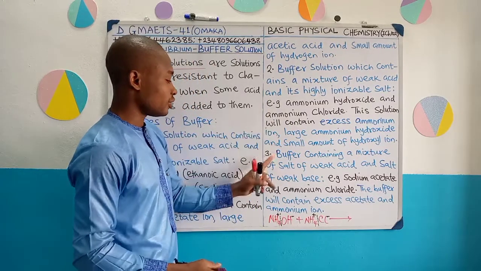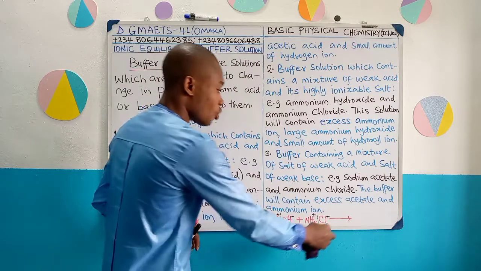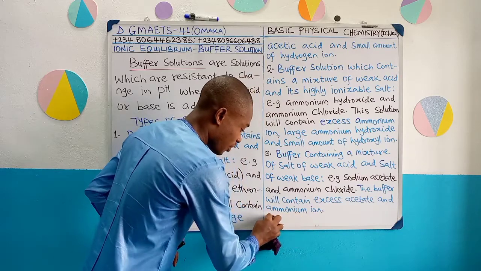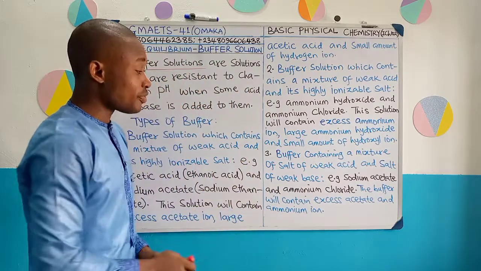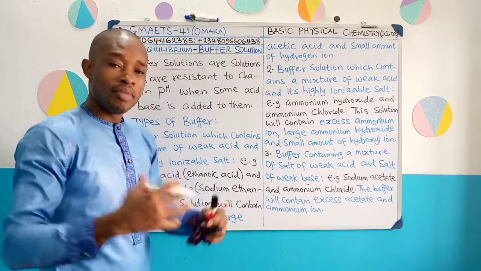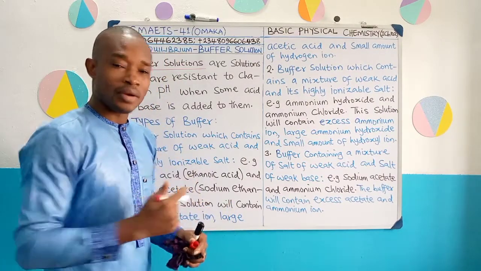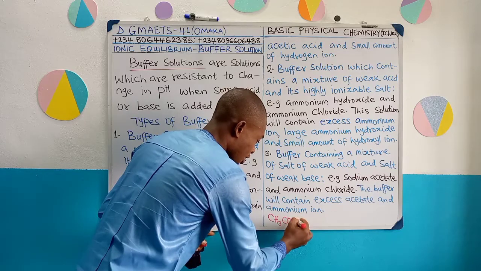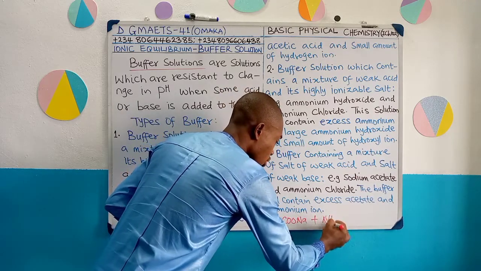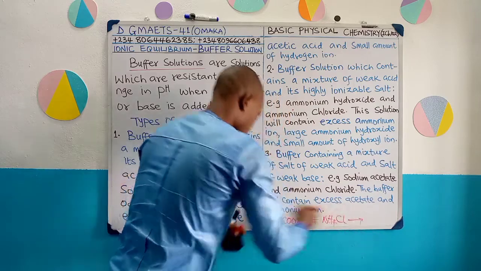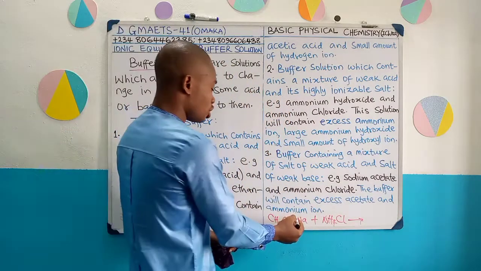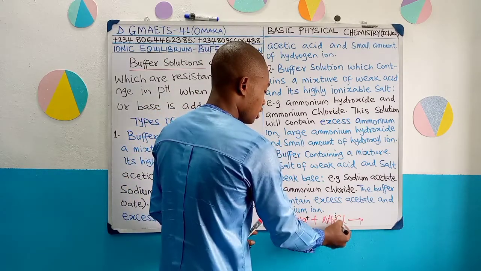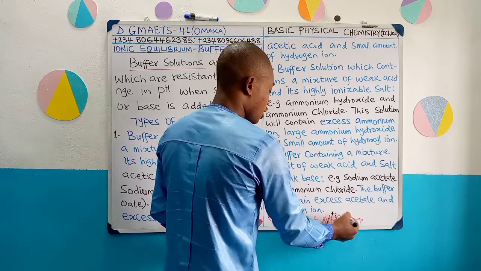So we are here now, type 3. Buffer solution containing a mixture of salt of weak acid and salt of weak base. Permit me to wipe this because we are done analyzing type 2 buffer solution. I gave an example in this type 3, sodium acetate mixed with ammonium chloride. So let me write CH3COONa, sodium acetate, plus ammonium chloride, NH4Cl. Take note that in solution, this will split here. There will be a dissociation here. This is negative, this is positive. The same thing here. Ammonium ion positive, chloride ion negative.